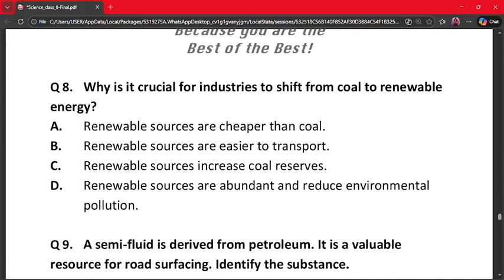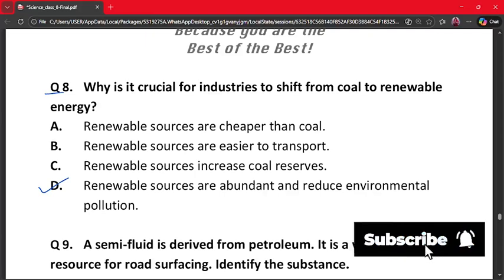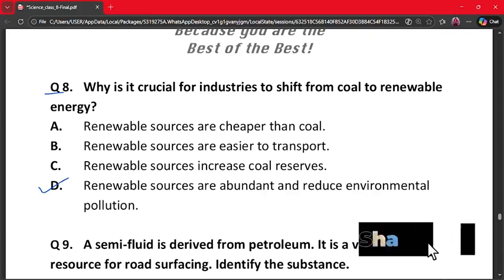Let's move on to the next question, that is question number 8. Why is it crucial for industries to shift from coal to renewable energy? A. Renewable sources are cheaper than coal. B. Renewable sources are easier to transport. C. Renewable sources increase coal reserves. D. Renewable sources are abundant and reduce environmental pollutants. The correct answer is option D, because renewable energy sources are naturally replenished.